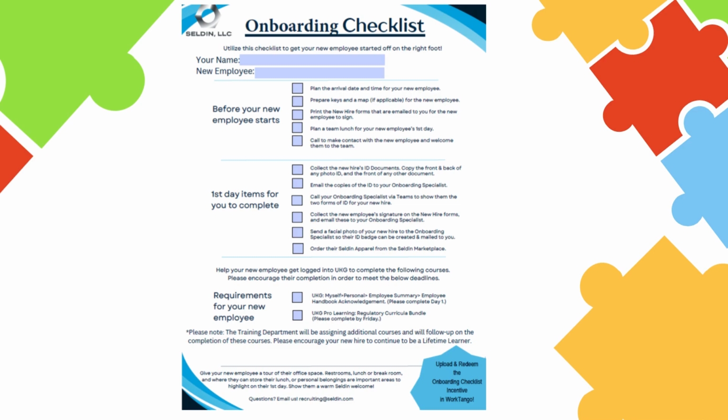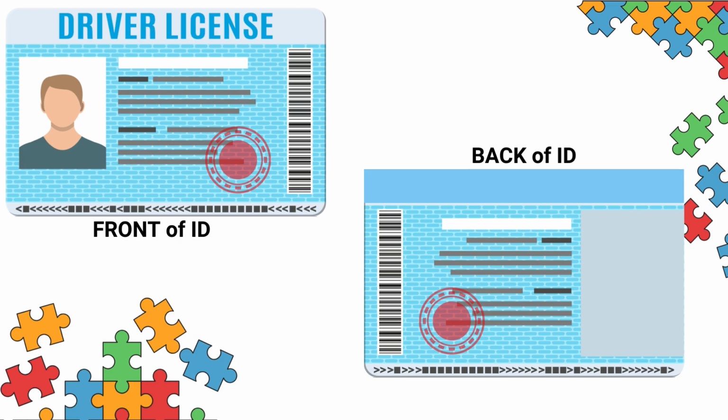On the first day items for you to complete, you want to make sure that you, very first thing, collect those new hire ID documents. We'll want you to make a photocopy of the front and the back of any photo ID. So if they bring you an identification card or a driver's license, we want to make sure that on one piece of paper, you have the front and the back copy of that photo ID document.